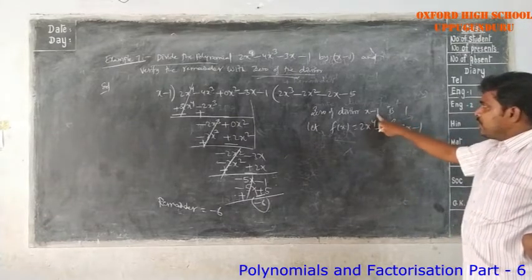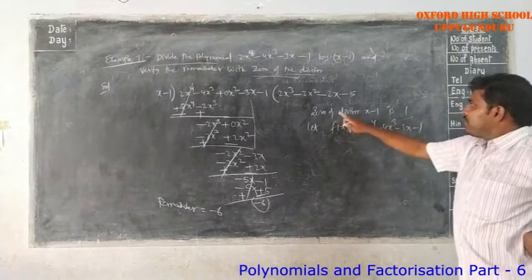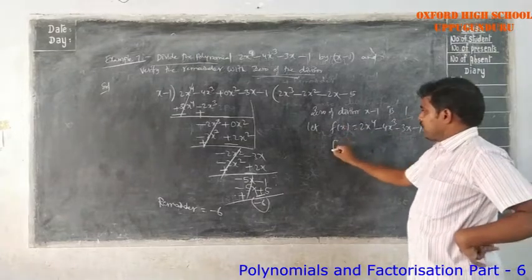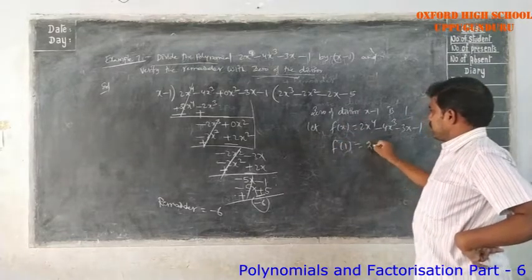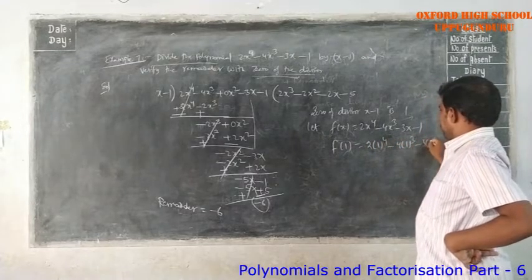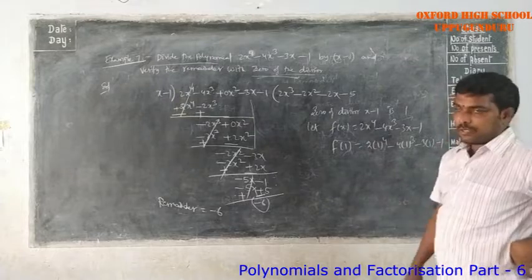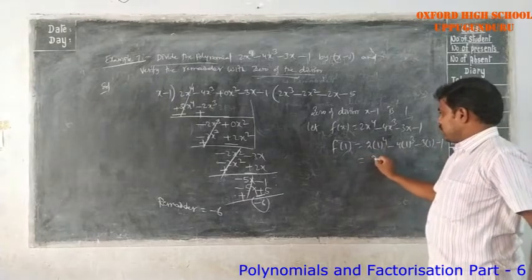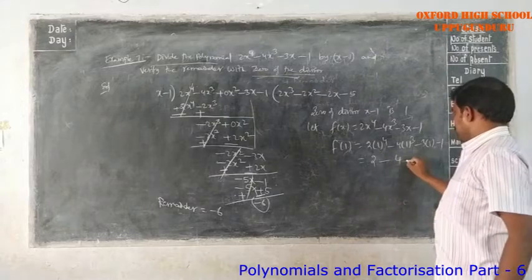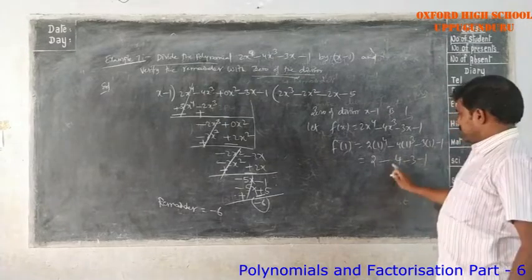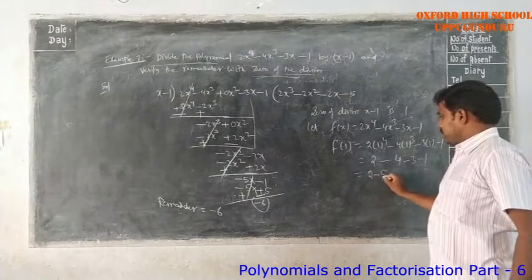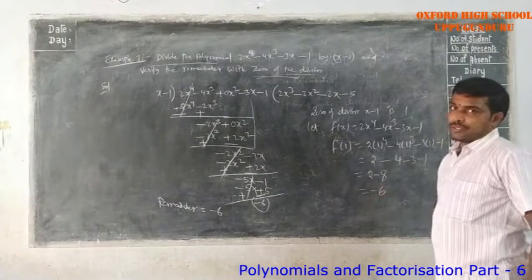What is the zero of the divisor here? 1. The zero of the divisor is 1. So in place of x, you have to substitute 1 and check the remainder. So f of 1 equals 2 into 1^4 minus 4 into 1^3 minus 3 into 1 minus 1. 1^4 is 1, 2 into 1 is 2, minus 4 into 1^3 is minus 4, minus 3 minus 1. So 2 minus 4 minus 3 minus 1, you will get minus 8, 2 minus 8, you will get minus 6.